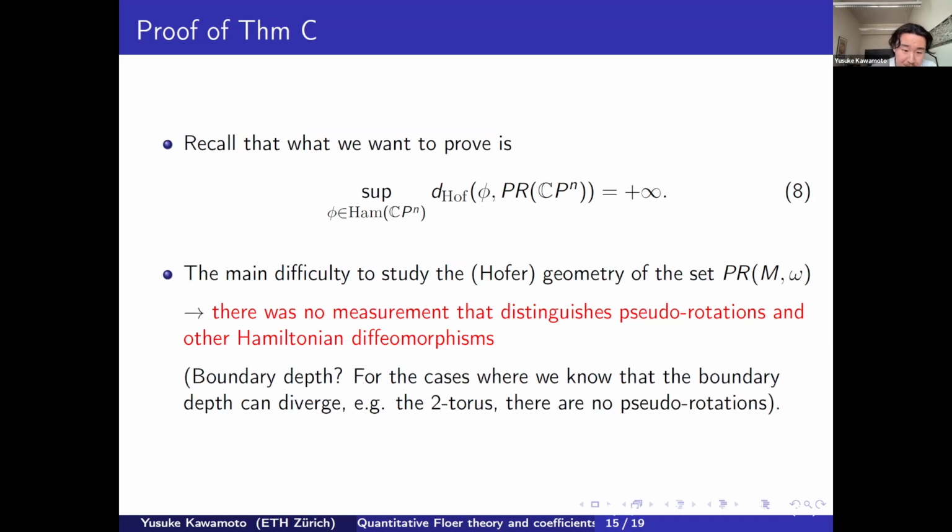So, for example, there's this famous notion called the boundary depth, which seems like a good measurement to tell you that a Hamiltonian diffeomorphism is not a pseudorotation, but unfortunately, the cases where we know that the boundary depth could be large are only the cases where the symplectic manifold doesn't possess any pseudorotations. So there's this kind of technical difficulty there.